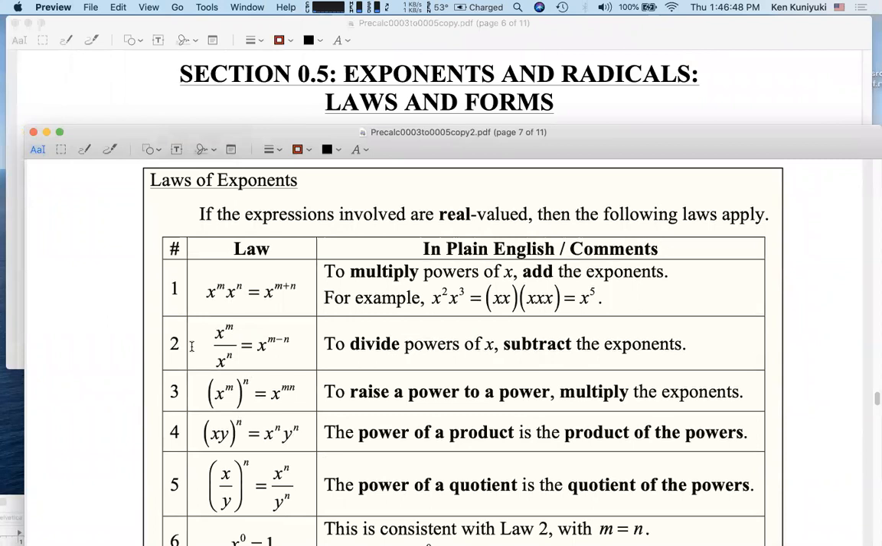And that takes us to law number 1. We're assuming these are all real valued. To multiply powers of x, you add the exponents. For example, x to the second times x to the third is x to the fifth. In general, x to the m times x to the n is x to the m plus n.